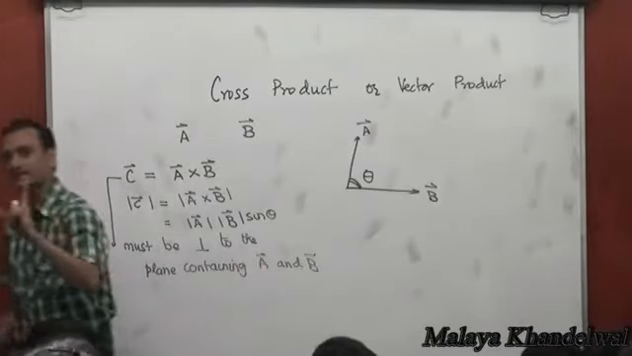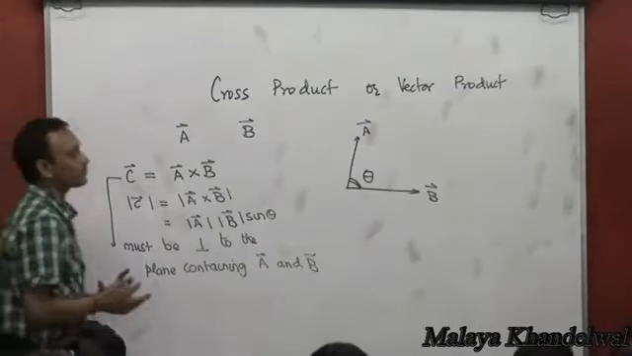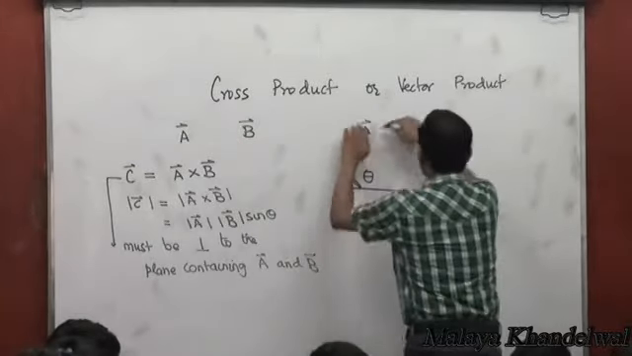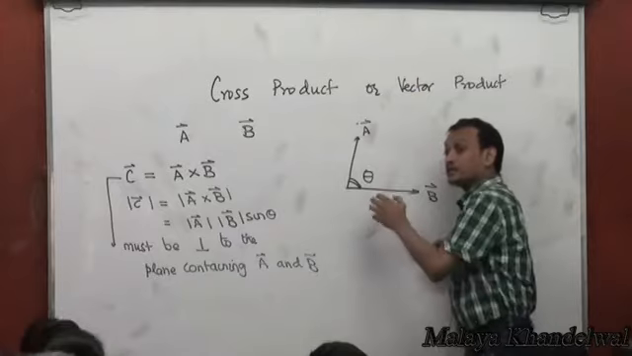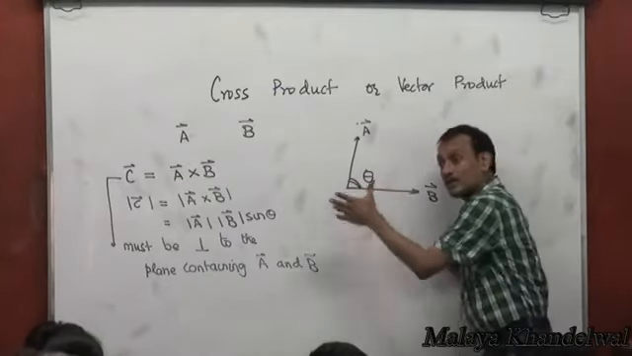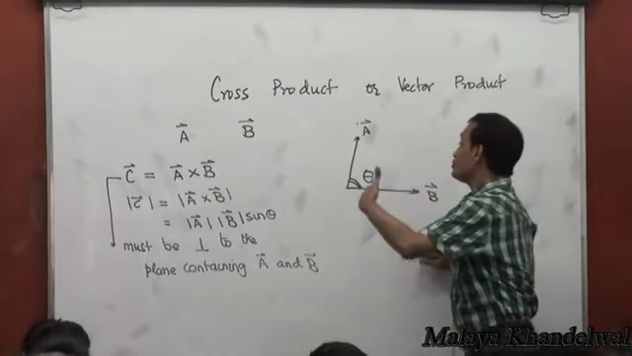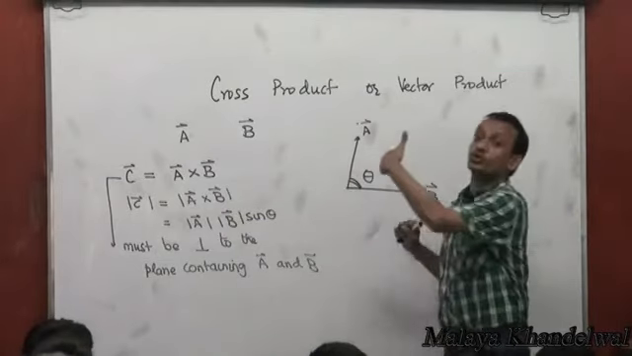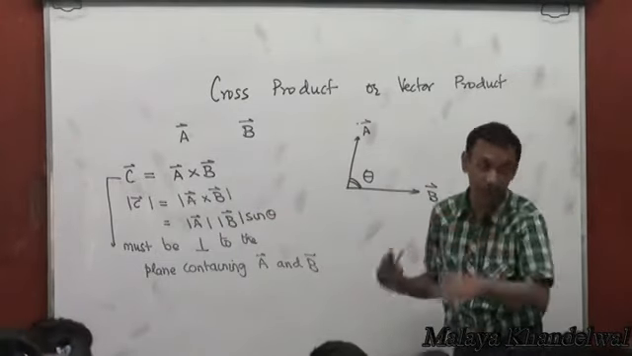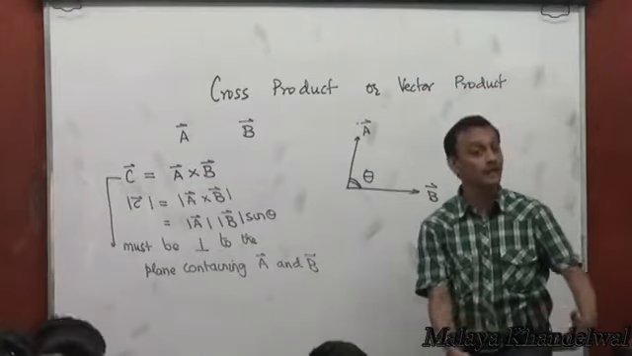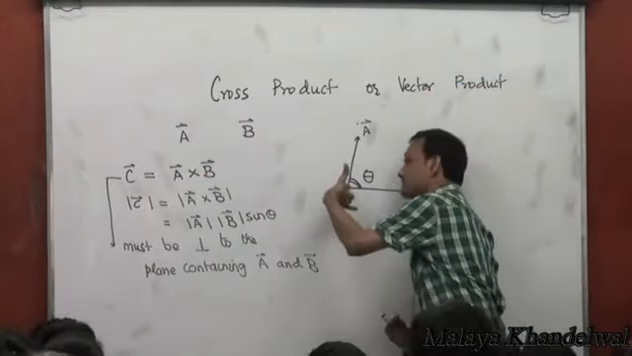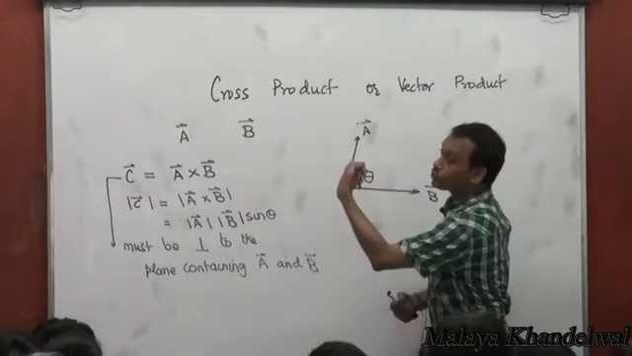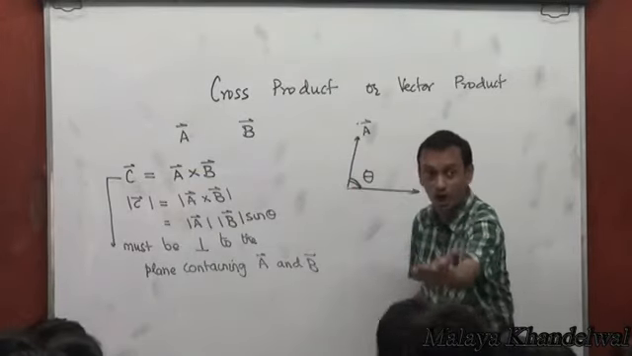Are you all okay with this? Means this is the plane. For example, it's the plane of the board that contains A and B. The vector C must be perpendicular to the plane of the board. However, C could go into the plane of the board or C could come out of the plane of the board. There are two directions. Despite being perpendicular to the plane of the board, the direction is still ambiguous. It could either dig into the plane of the board or it could come out of the plane of the board. Yes or no? Right?